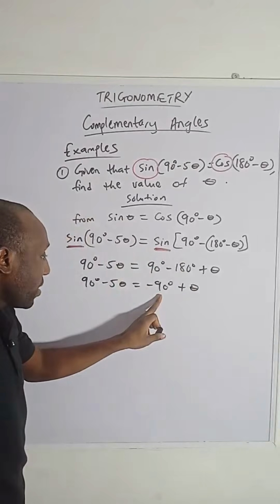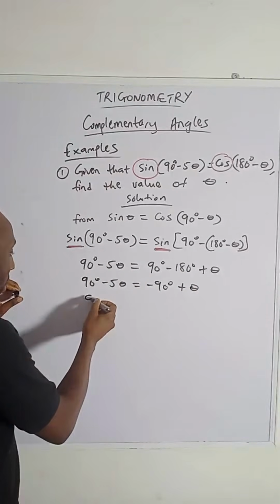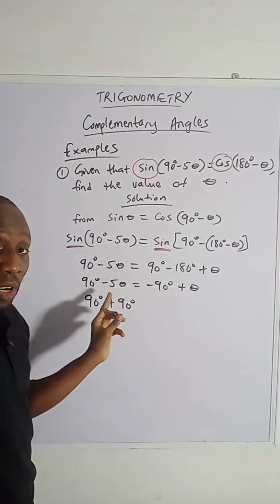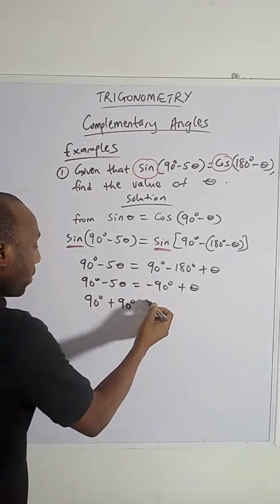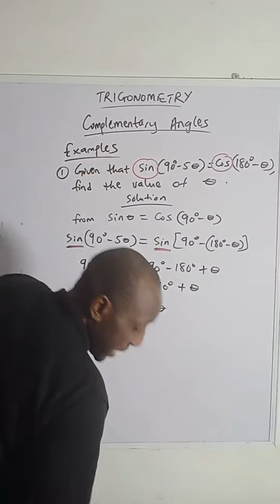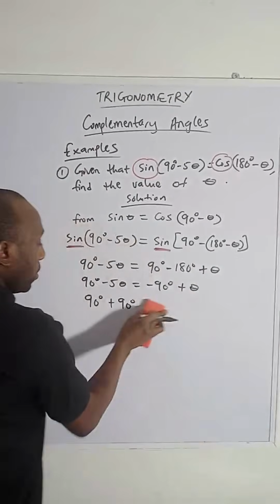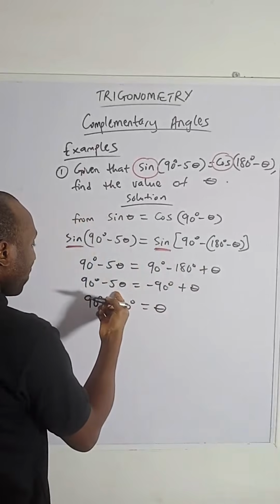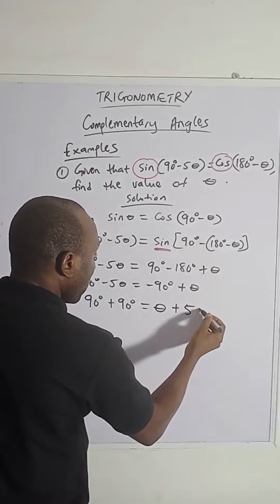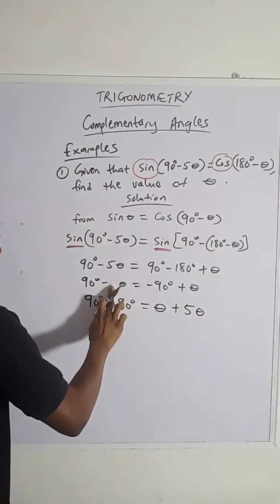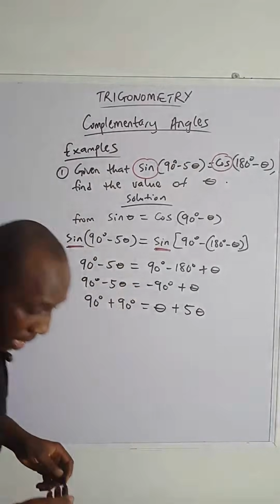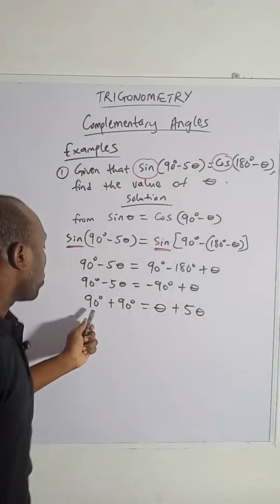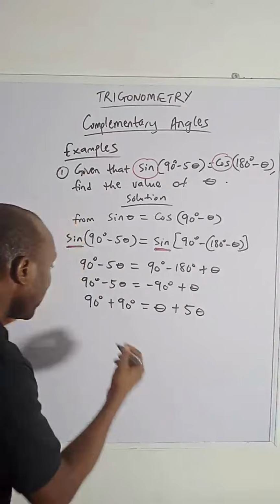So let's move this over to the left-hand side. We are going to have 90 degrees plus 90 degrees. When you move this over, you change the sign from minus to plus. And then plus theta, sorry, is equal to, not plus, is equal to what? Theta. Move minus 5 theta to the right-hand side, you have plus 5 theta. Let me write my 5 well. Are you with me? If you're okay with what I'm doing, type 1 in the comments. So what's 90 plus 90? 180 degrees.